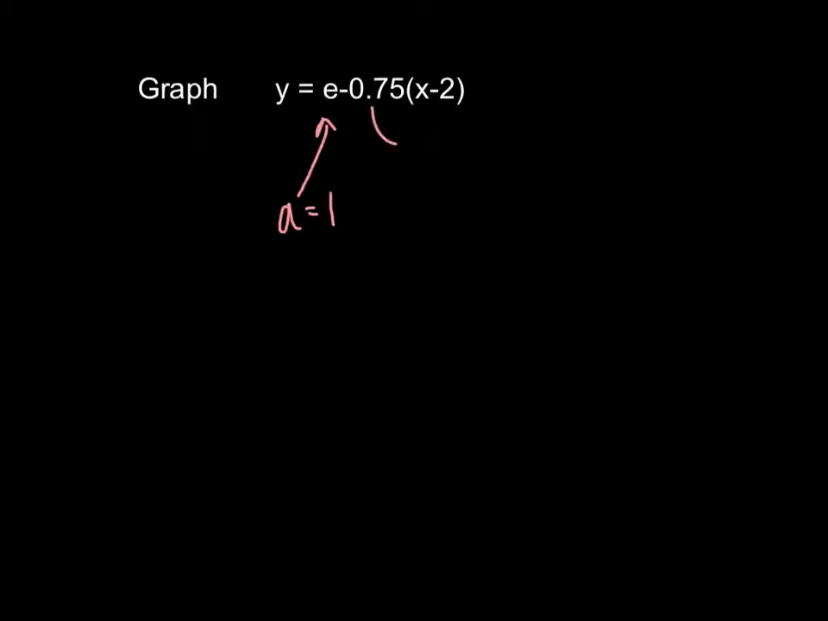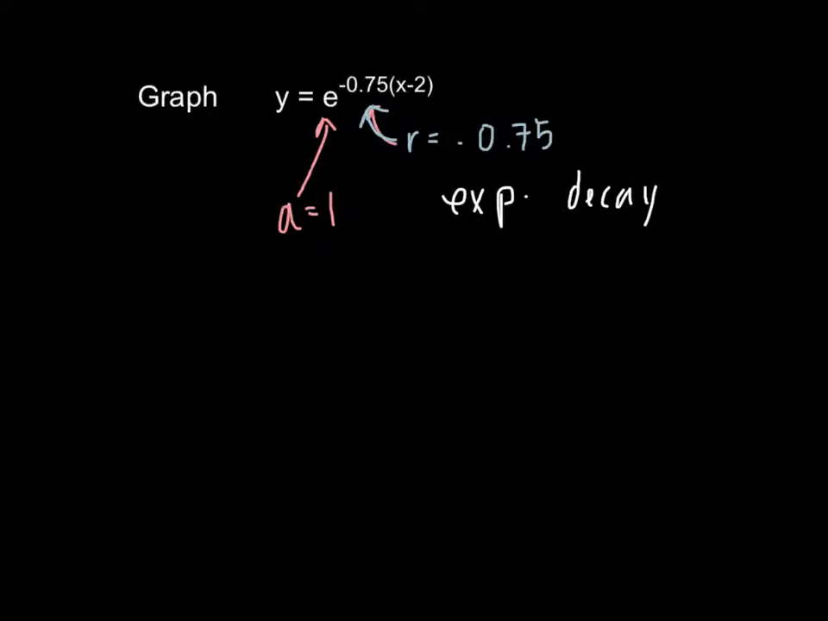R equals negative 0.75. And because this is negative, we can identify this is going to be an exponential decay function. So in terms of actually graphing this, we would go through the same steps that we would for an exponential decay. So I'm not going to actually graph it, but if you review that from our previous sections, then you'll see how this applies in much the same way.